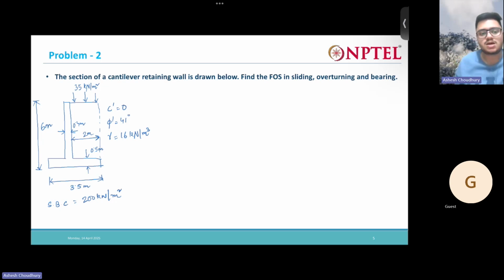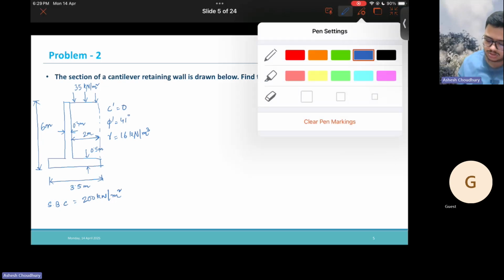Okay, so this is the arrangement of the cantilever retaining wall that is given to us, and we are asked to find the factor of safety in sliding, overturning, and bearing. It means how much factor of safety the retaining wall has against the lateral earth pressure that is acting. That is the one that might cause the sliding, right? And then we have the overturning. Same, the earth pressure is the disturbing force that is trying to overturn it. And finally the bearing also. You have to check. Okay, let's do this.